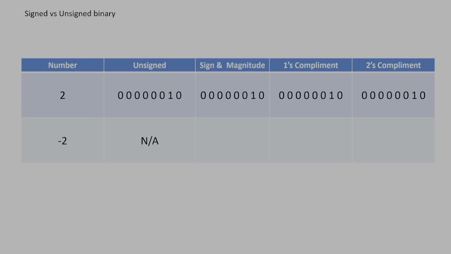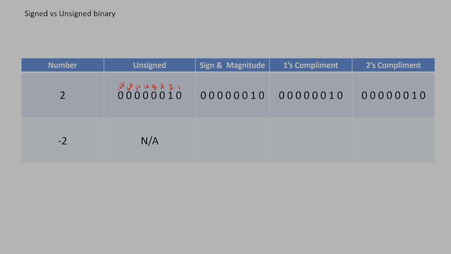In signed versus unsigned binary, there's a few things we need to know. If we're trying to represent the number 2, in unsigned binary, we just use what we are used to, which is putting the place values in: 16, 32, 64, 128. And we just assign the correct bits in the correct columns to denote the number 2.